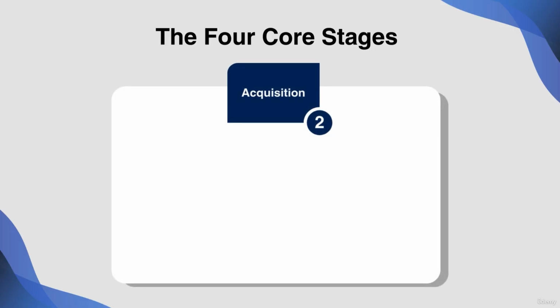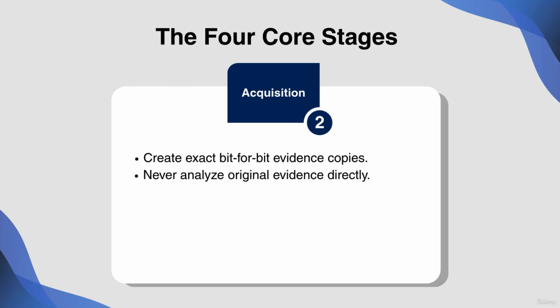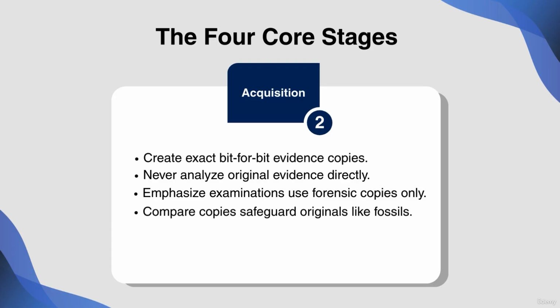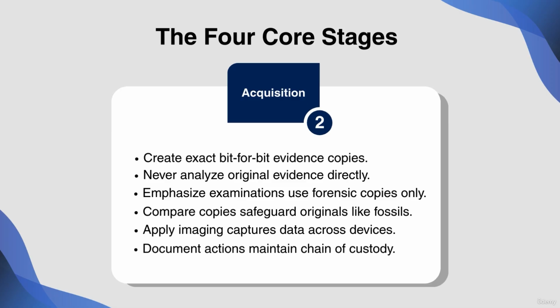Step 2, acquisition. The next step is acquisition, collecting data by creating a bit-for-bit forensic image, an exact replica, using specialized tools. The golden rule is to never analyze the original evidence. Instead, all examinations are done on this copy to prevent tampering and preserve integrity. Think of it like making a perfect mold of a fossil for study, safeguarding the original. This applies to imaging hard drives, USB sticks, or capturing a device's memory. Every action is meticulously documented to maintain an unbroken chain of custody.